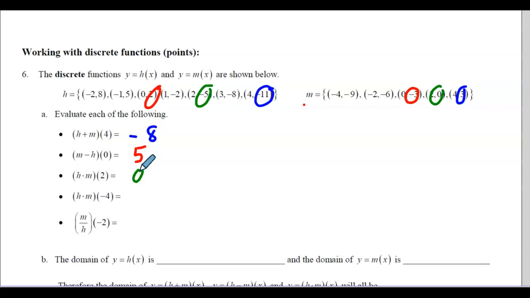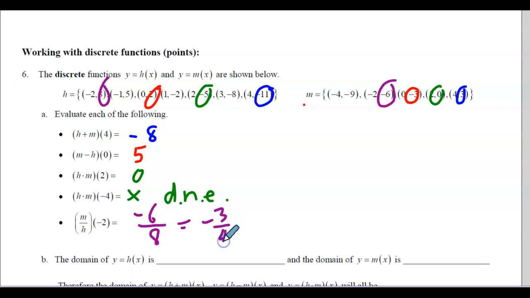H of negative 4, take a look. You don't see it. So this, we don't even look at M. So this is undefined, does not exist. Actually, I'll just put does not exist. You can abbreviate that with DNE, does not exist. Then M of negative 2 is, let's do a different color here. Let's do purple. M of negative 2 is negative 6. H of negative 2 is 8, so negative 6 over 8, and that reduces to negative 3/4.